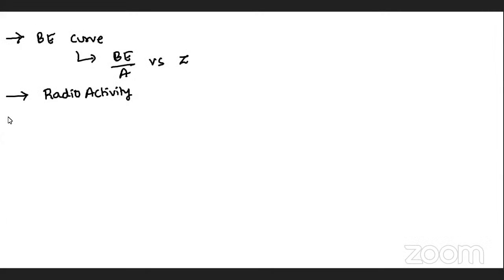We are going to discuss the binding energy curve and then radioactivity. In the binding energy curve, here we are having a graph. The graph is drawn between the average binding energy and its atomic number.